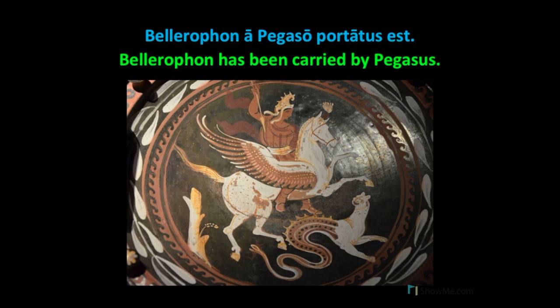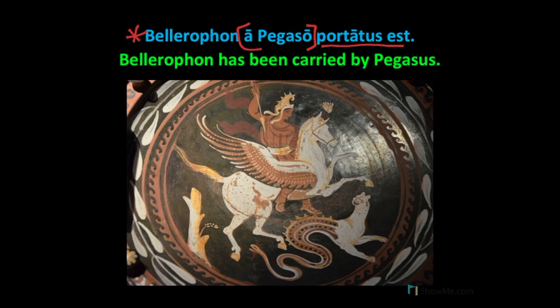You'll notice that our nominative subject, Bellerophon, is receiving the action of a passive voice verb. A Pegaso uses the ablative of agent construction to show that Pegasus performed the action. And portatus est is our main verb in the passive voice and the perfect tense. You probably recognize est as the third person singular of sum esse in the present tense. Our verb here is likewise in the third person singular. You can also recognize the us masculine ending on the form portatus, which reflects the gender of the subject, Bellerophon.